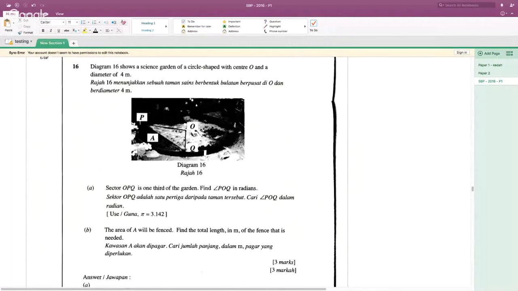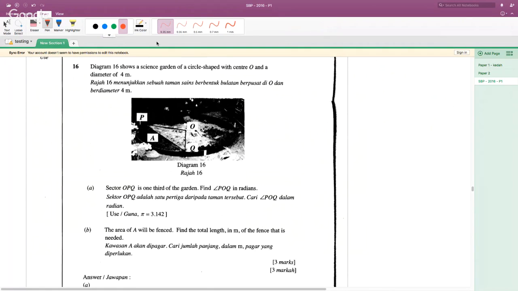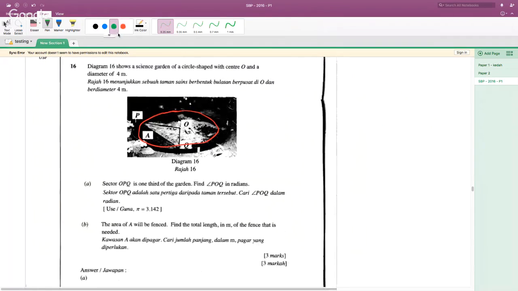Diagram 16 shows the garden of circle shape with a center O and a diameter of 4 meters. Because this diagram is very dark, it's very hard for you to see. Basically you will see a circle here, and the diameter of the circle is 4 meters. And then you have a sector here. OPQ is a sector.